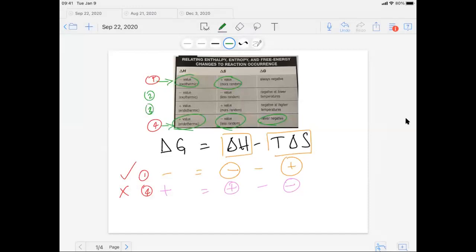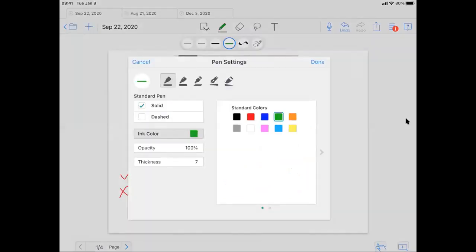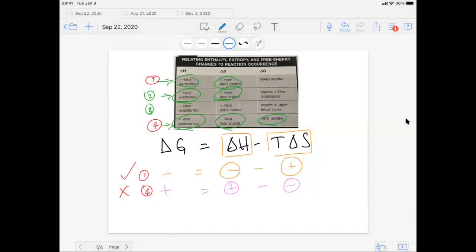So looking at number 2, we have a negative value of delta H, which is exothermic, that is favored. But we also have a negative value of entropy, which is not favored. So let's go down to our equation and see what happens here. If we have a negative value here, and it's going to be minus.